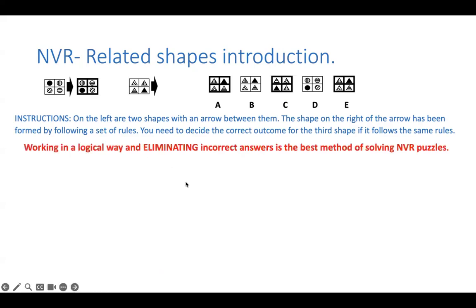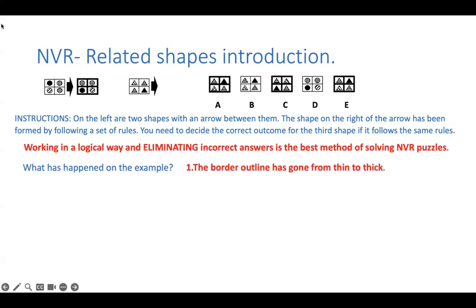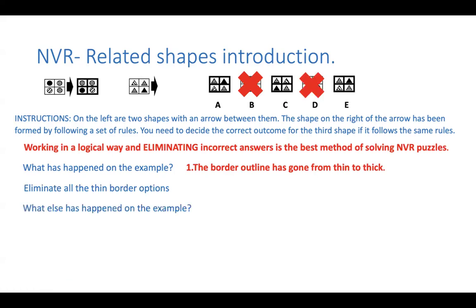Now, working in a logical way and eliminating incorrect answers is the best method of solving the NVR puzzles. So, what has happened on the example? We can see on our example, the borderline has gone from thin to thick shading, hasn't it? So we know that our example is going to go from thin shading to thick shading. So we can cross out all the ones that have a thin border. So that's B and that's D, leaving us with three more options.